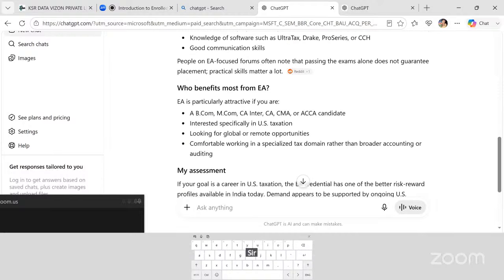Mahesh, can you show the portal as well? Sorry. Job opportunity.